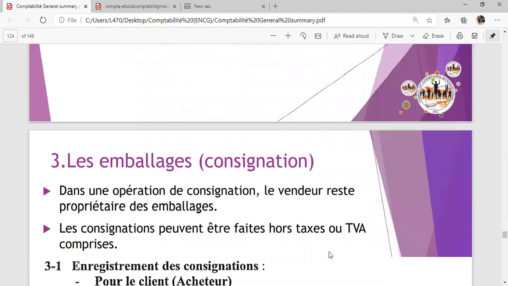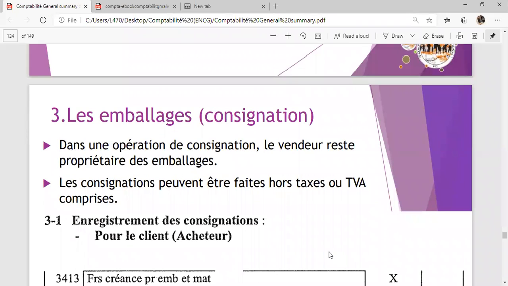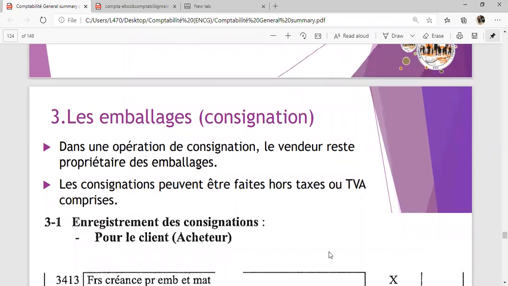So moving on to the last thing we are going to do concerning the factures is something we call les emballages. So les emballages, these are packaging. So it starts all the way from wrappers, small wrappers, to crates, to bottles. Anything that contains a product is an emballage.